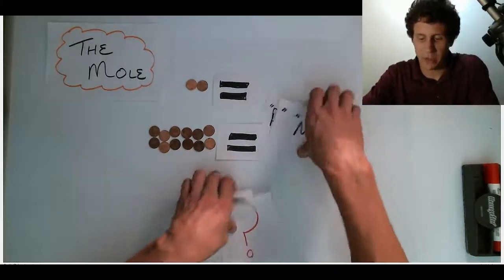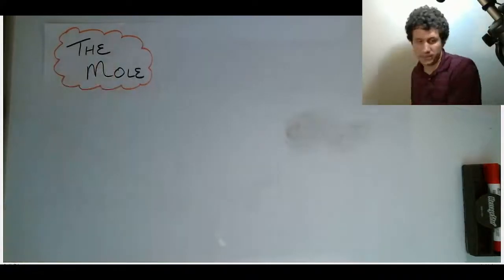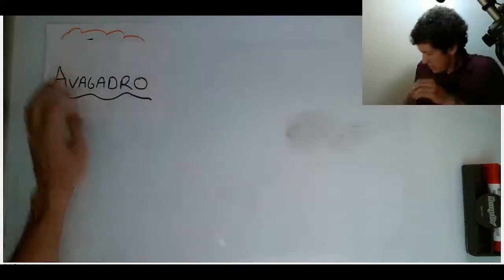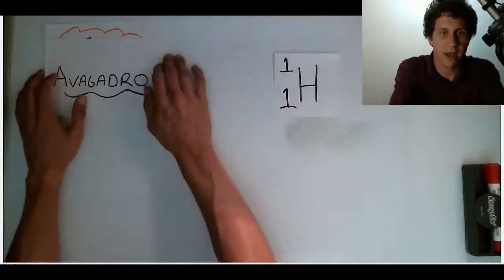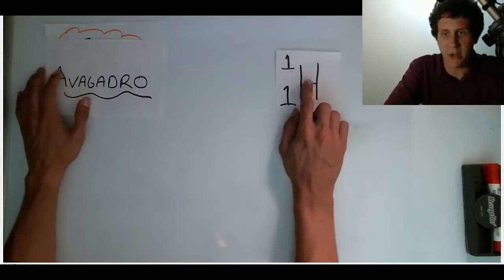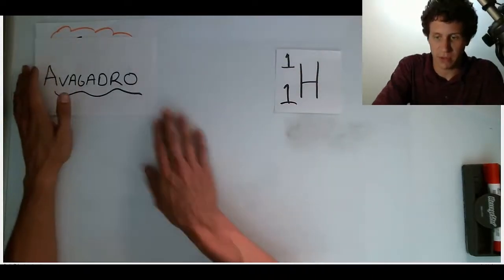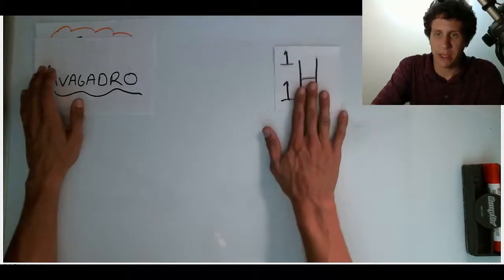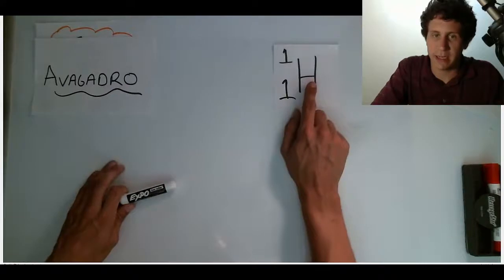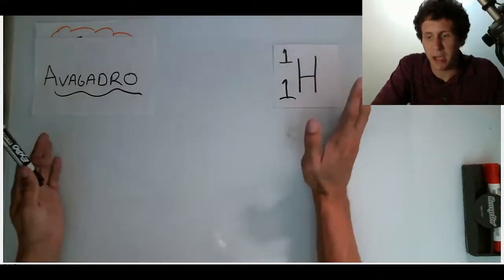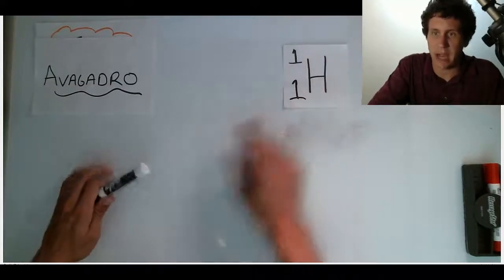The guy that did most of the original work on this was Avogadro. Avogadro wanted to come up with a good way to count atoms using mass. Mass was something we could easily measure, in grams, and he wanted to relate it to counts. So let's take a look at an example of an experiment that he didn't do exactly, but it gets the idea across. We're going to take hydrogen 1.